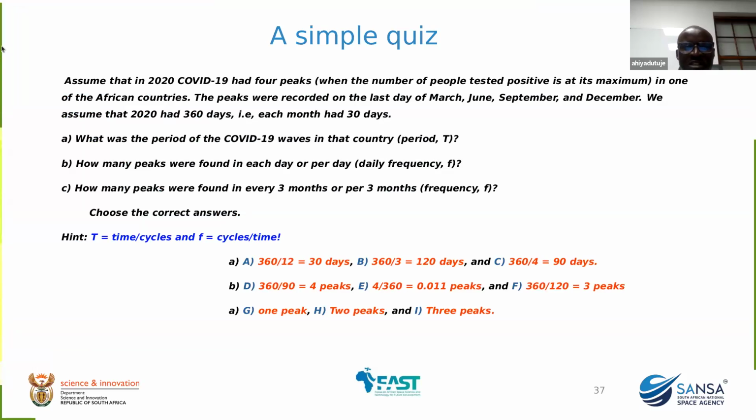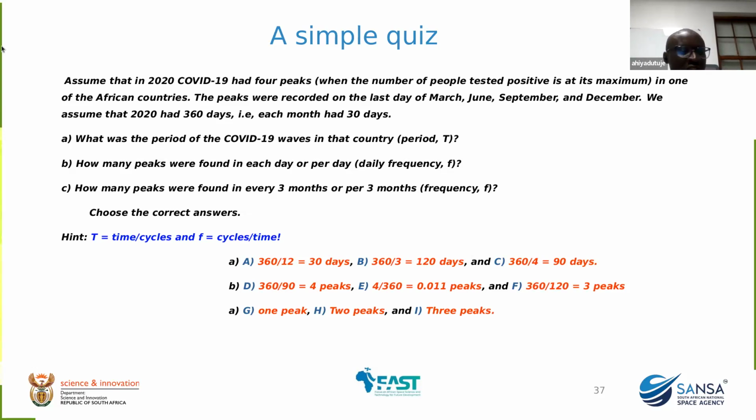Okay, maybe I can explain the question. I actually imagined this question. It is not taken from any book. I just assume that in 2020, during COVID, we assumed that there were 4 peaks. Let's assume that it was in South Africa. Those 4 peaks: the first one occurred at the end of March, the other one at the end of June, the other one at the end of September, and the other one at the end of December.